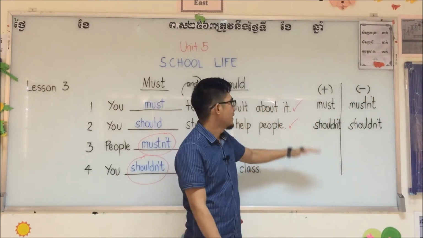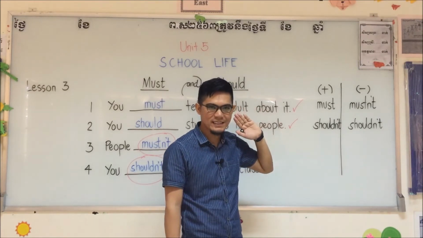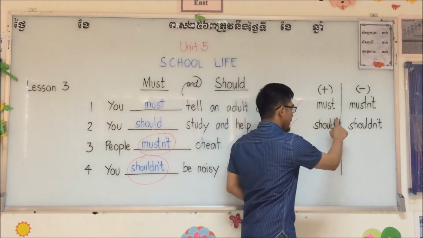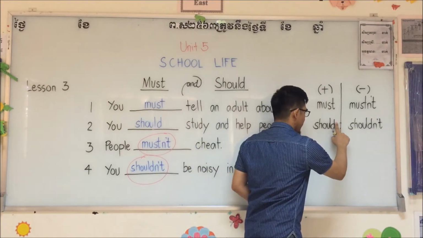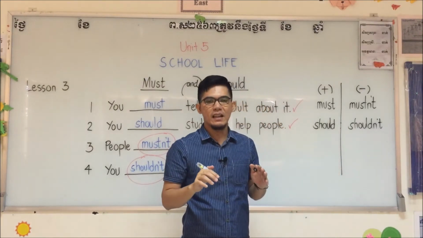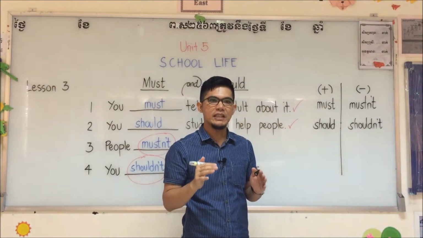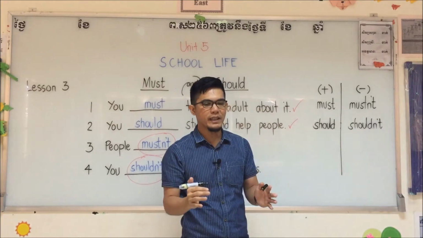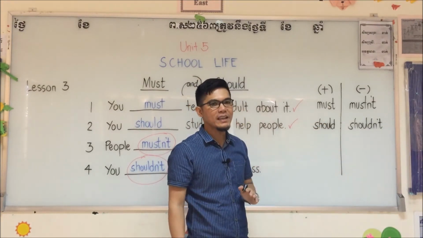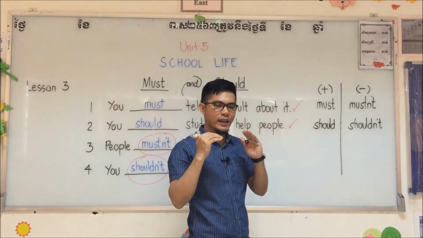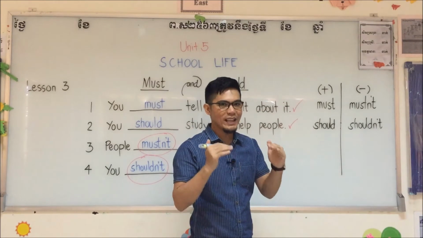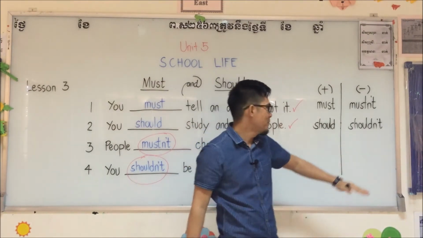Next, we are giving advice. We use the modal verb should. It's not that strong an obligation. It's just advice or recommendation. Therefore, we use should. But if we are using it in a negative, that we ought not to do, we use shouldn't.